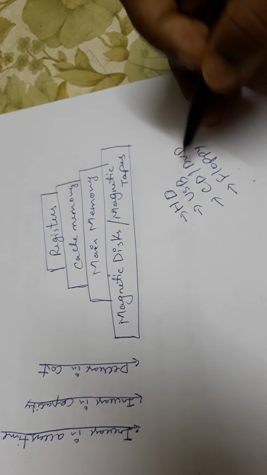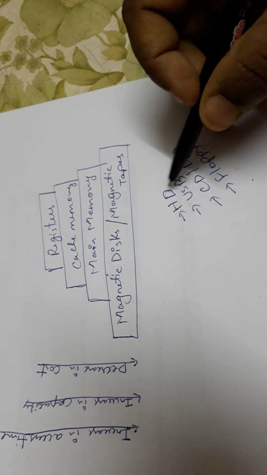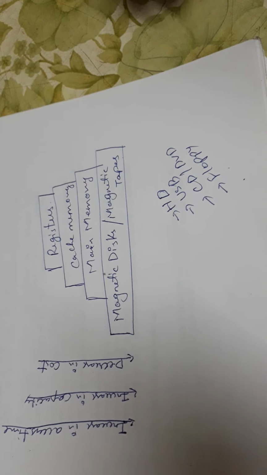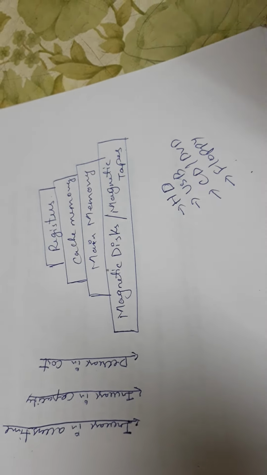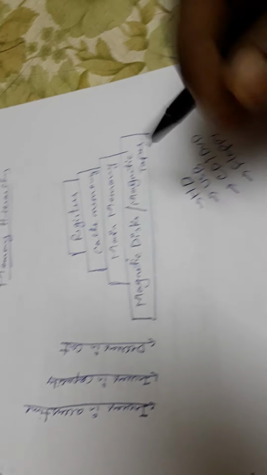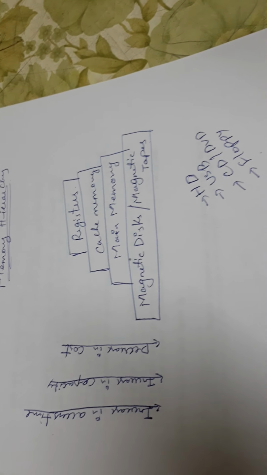So as you can see, the capacity of these magnetic disks and tapes depends upon the user's choice. It can keep on varying. However much bigger you want, you can go ahead by using magnetic disks and tapes. Now coming to the next category, on top of magnetic disks and tapes, we have main memory.